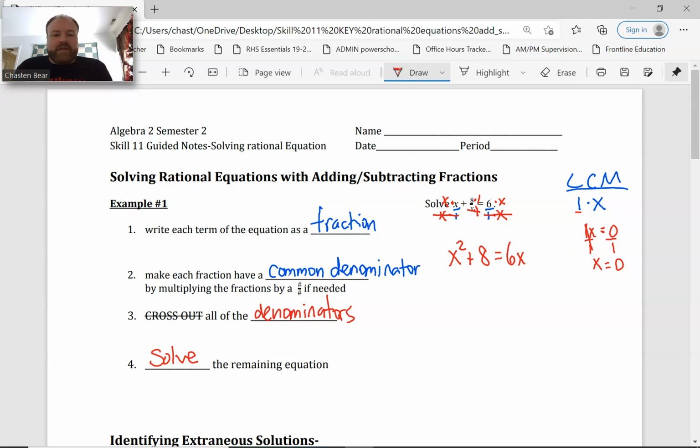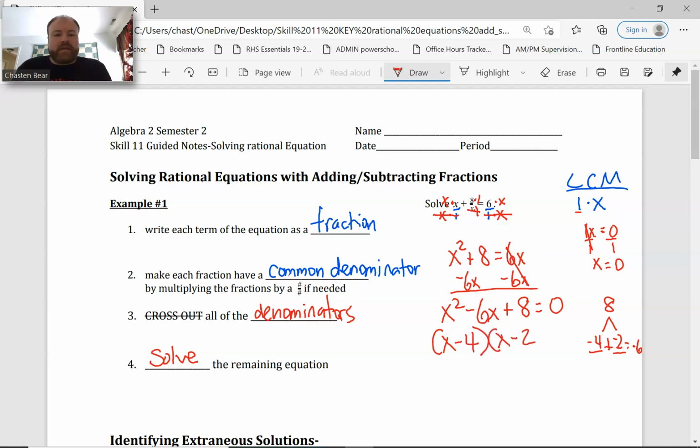All right, this is quadratic, so I have to get one side equal to 0. There's no like term to combine with the minus 6x, so I'm just going to write it as x squared minus 6x plus 8 equals 0. I'm going to look for two numbers that multiply to 8 and add to negative 6. So it'll be negative 4 and negative 2. So this will factor as x minus 4, x minus 2. And solving these out, I get x equals 4 and x equals 2. Both of which are not going to make the LCM 0, so both of those work out.